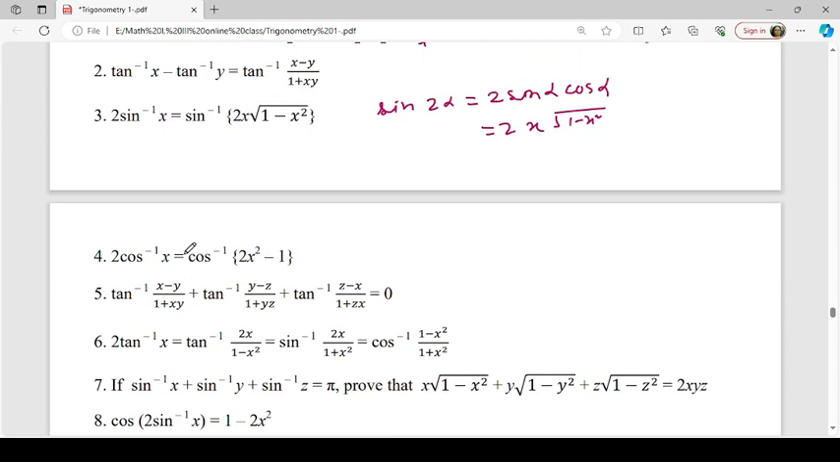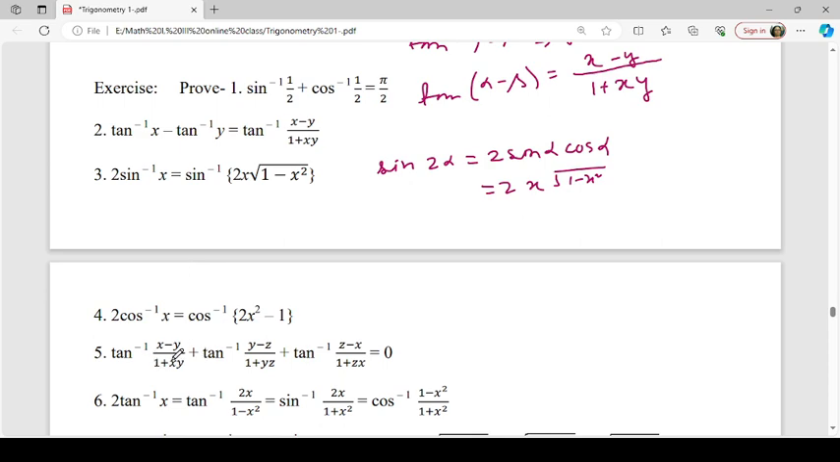Then tan inverse of x minus y by 1 plus xy: in place of this we write tan inverse x minus tan inverse y, in place of this we write tan inverse y minus tan inverse z, and this one is tan inverse z minus tan inverse x, and the sum is 0.